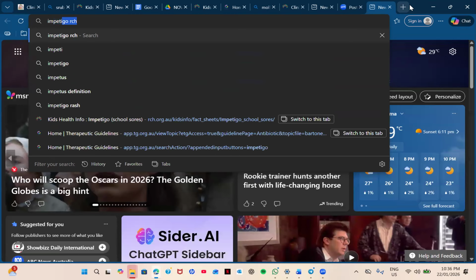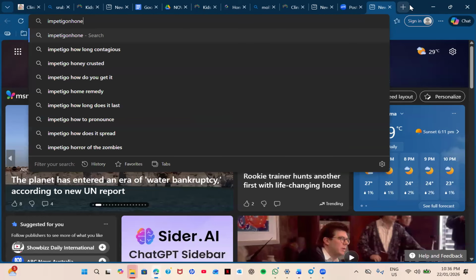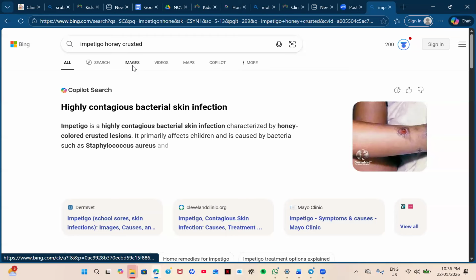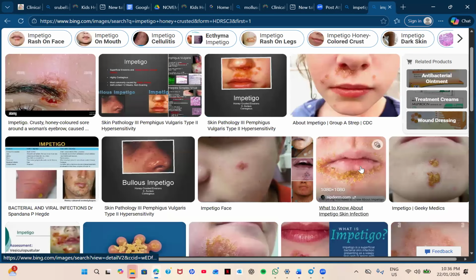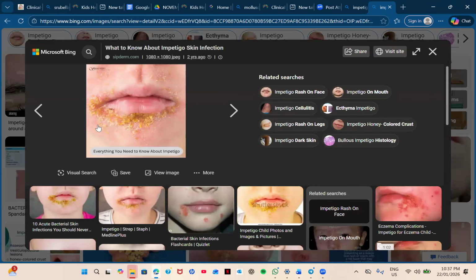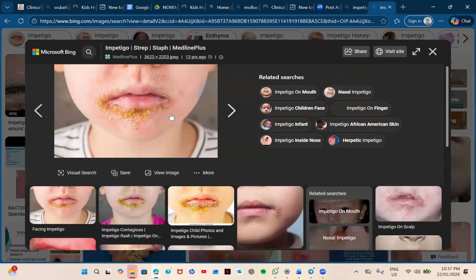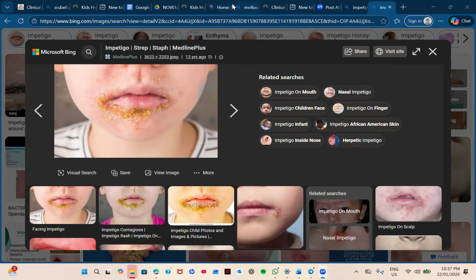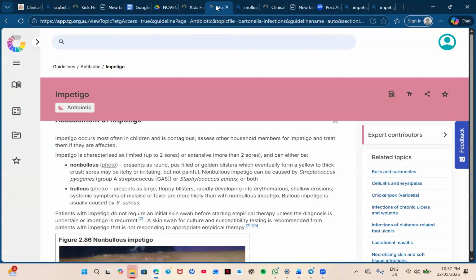I'll show the good picture. Here you can see it's a honey-colored crust. Please remember this picture, because in the June exam they asked from this impetigo part. Yes, honey crusted.